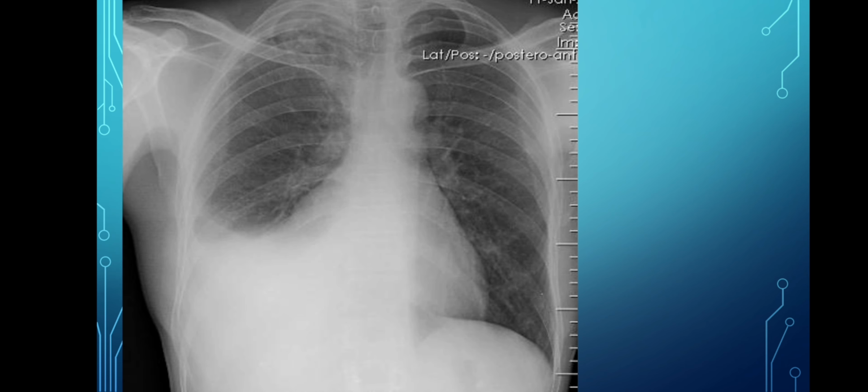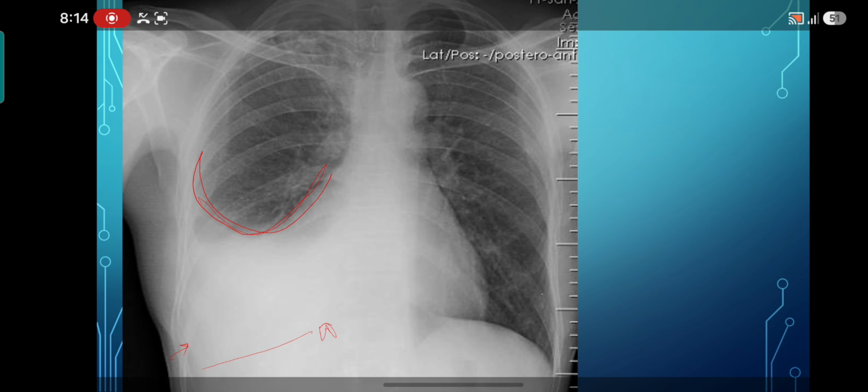And this is a skiagram of chest taken in PA view, which shows there is a homogeneous opacity on the right side, with a meniscus sign. This is an S-like meniscus sign. The costophrenic angle and the cardiophrenic angle on the right side are obliterated. Dome of diaphragm is not seen.